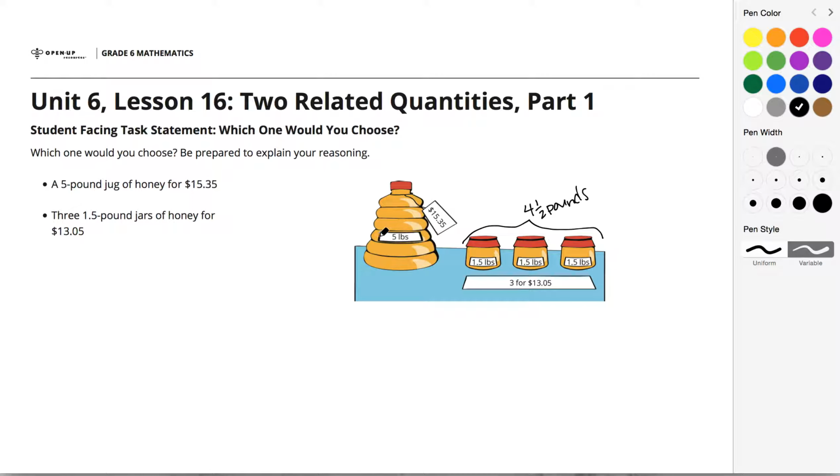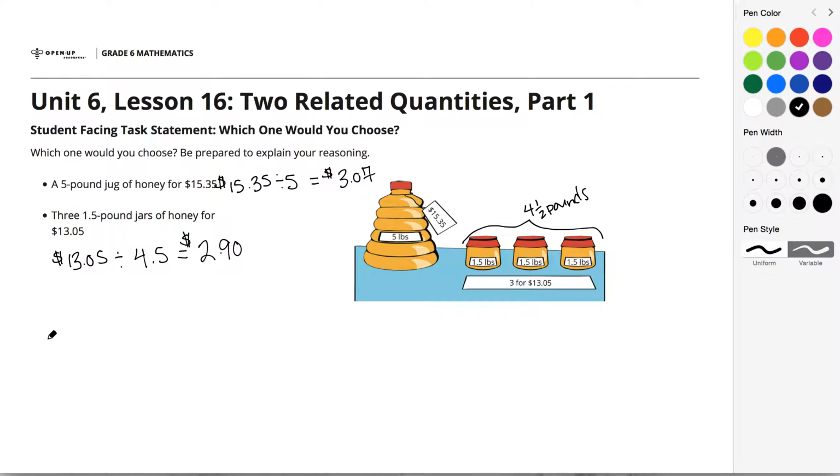So I can essentially buy 5 pounds for $15.35 or 4 pounds for $13.05. Well, to help me figure out what's going to be the better buy, I want to know how much it's going to cost for one. So for this one, I'm going to take my $15.35. I'm going to divide it by my 5 pounds, and I'm going to find that it costs $3.07 per pound. For my other one, I can take my $13.05 and divide it by my 4.5 pounds. And I'm going to find out that it's $2.90 per pound.